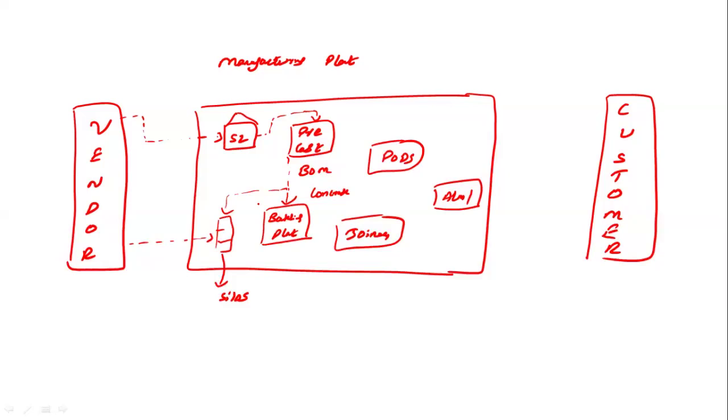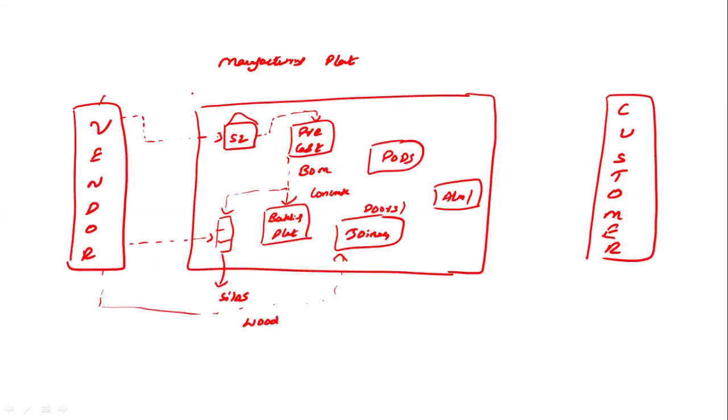In the same fashion, you have your joinery. Vendor will send you the raw material to the joinery department. That is nothing but wood. And you'll start manufacturing the wood here, and you prepare the doors or windows, all those things, and keep it ready.